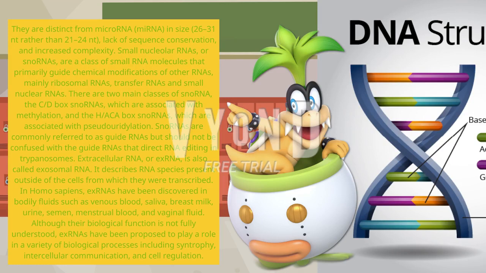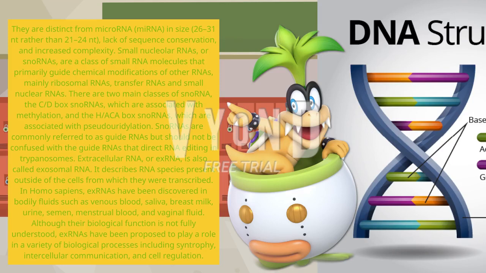Small nucleolar RNAs, or snoRNAs, are a class of small RNA molecules that primarily guide chemical modifications of other RNAs, mainly ribosomal RNAs, transfer RNAs and small nuclear RNAs. There are two main classes of snoRNA, the C/D-box snoRNAs, which are associated with methylation, and the H/ACA-box snoRNAs, which are associated with pseudouridylation. snoRNAs are commonly referred to as guide RNAs but should not be confused with the guide RNAs that direct RNA editing in trypanosomes.